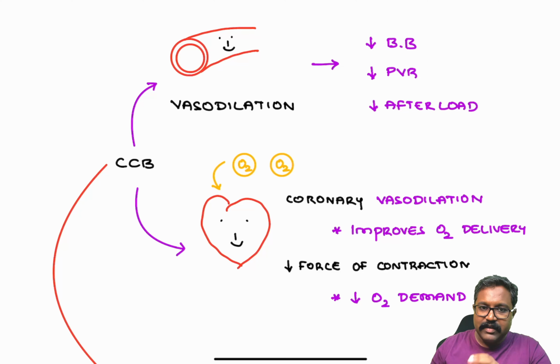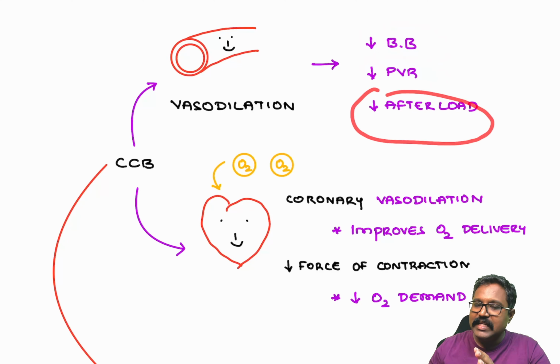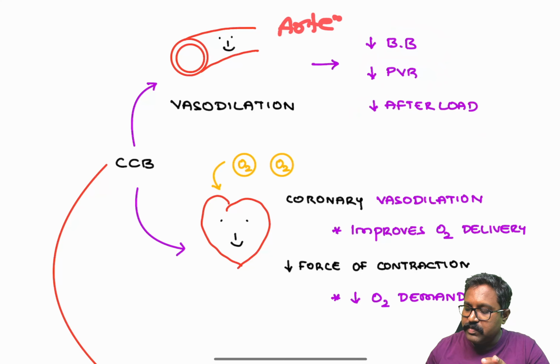So basically by vasodilating the blood vessels, it is going to cause a decrease in the blood pressure, a decrease in the peripheral vascular resistance, as well as a decrease in the afterload. Basically the vasodilation will occur mainly in the arterioles. Please remember, mainly in the arterioles.